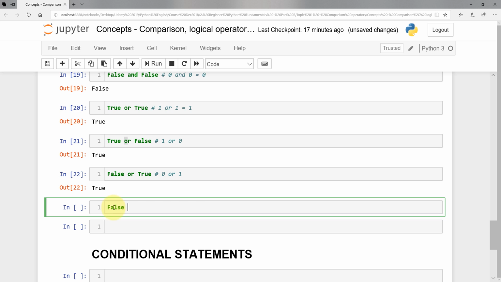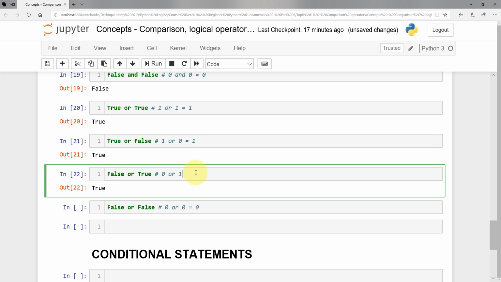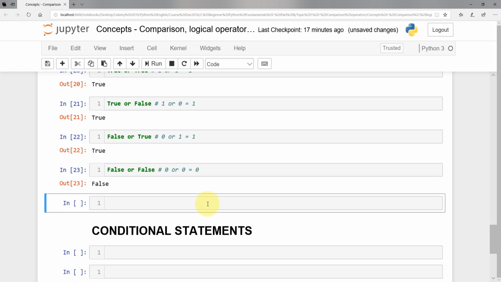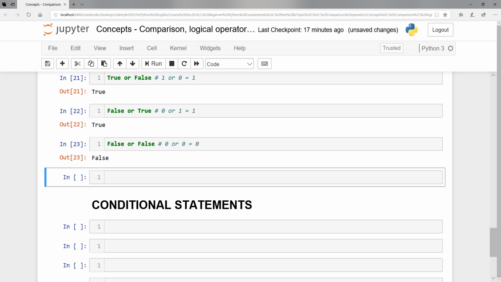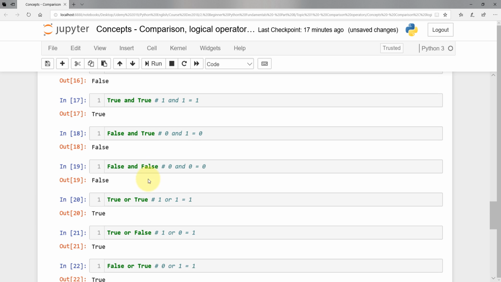So we're going to say, okay, false or false, which simply means 0 or 0, that will generate simply 0. Please bear in mind that here 1 or 0 will generate 1, and 0 or 1 should generate 1. Let's run that, and that's what we got here. We got false, which makes complete sense. All right, perfect. Okay, so that's pretty much all I wanted to cover when it comes to AND and OR.